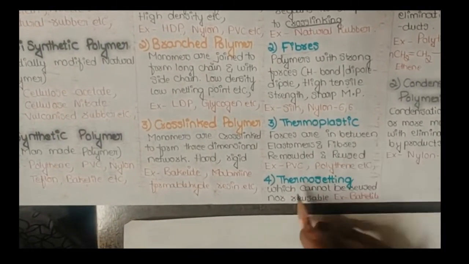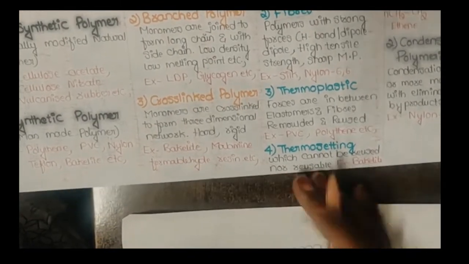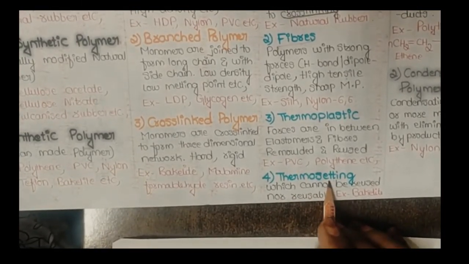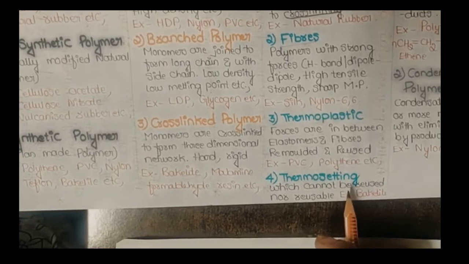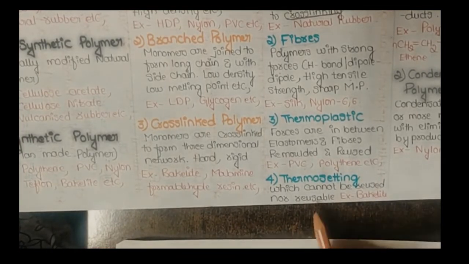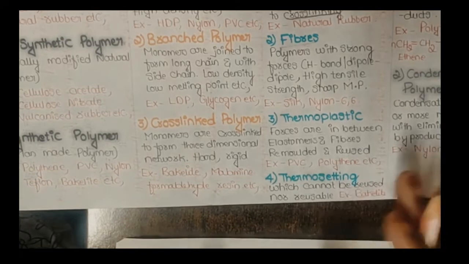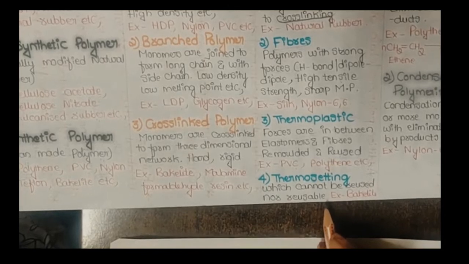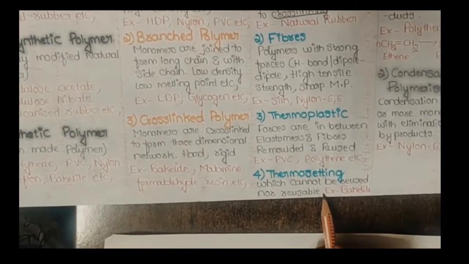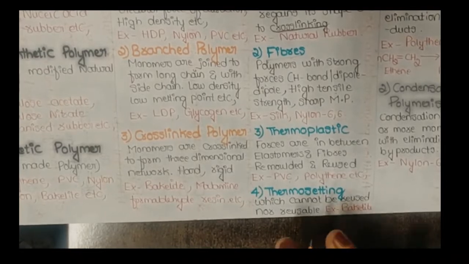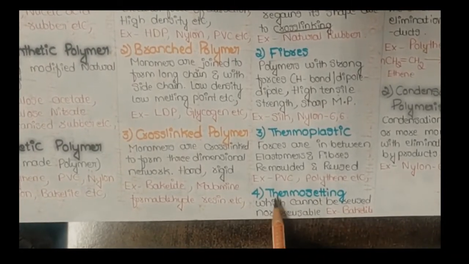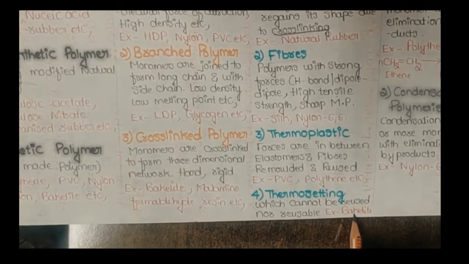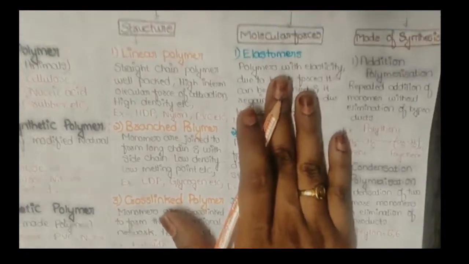So thermoplastic, thermosetting plastic. So what do you mean by thermosetting plastic? A thermosetting plastic is something which cannot be reused again and again. Once they form, they cannot be remolded again and again. Why? Because they are highly cross-linked structures. So the cross-linking cannot be disturbed. Therefore, they are the examples for thermosetting plastic. The best example is bakelite. Okay, so this is regarding the third classification.